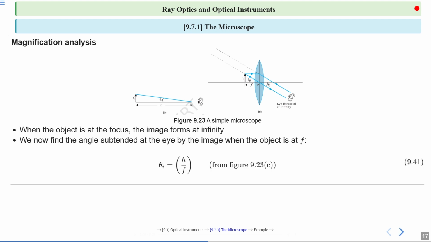The formula for the angle theta I equals h upon f is derived from the geometry of the setup shown in figure 9.23c. Here h represents the height of the object and f is the focal length of the lens. This equation is fundamental in calculating the magnification provided by the microscope. Now, the angle subtended by the image is formed at infinity. So now the angle subtended by the image is theta I. In the C part of figure 9.23, theta I is equal to h upon f.